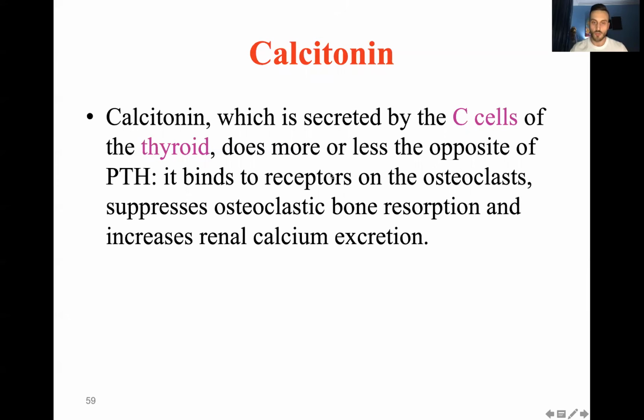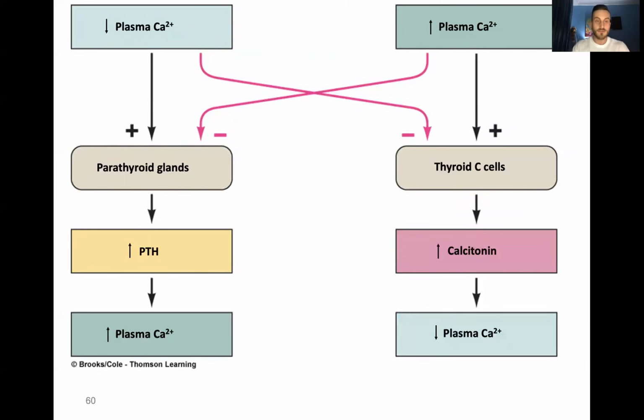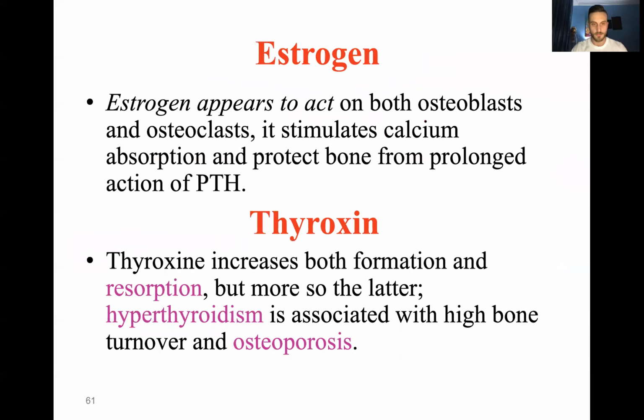Calcitonin basically is the vice versa, the other way around from the parathyroid hormone. It is produced by the C cells of the thyroid, more or less the opposite of the PTH. If the plasma calcium goes down, the parathyroid gland works, PTH rises, and plasma calcium returns to normal. The other way around is also true. If the plasma calcium goes up, thyroid C cells increase the calcitonin. Calcitonin will rise and plasma calcium will go down.